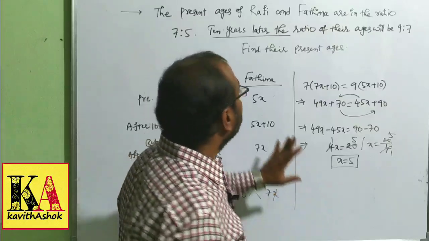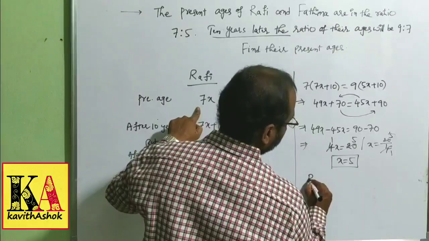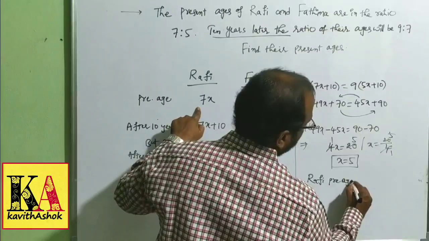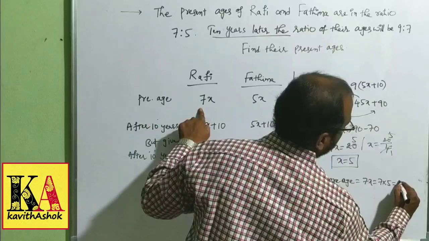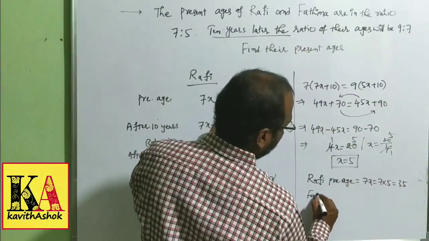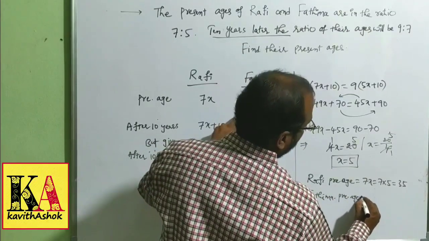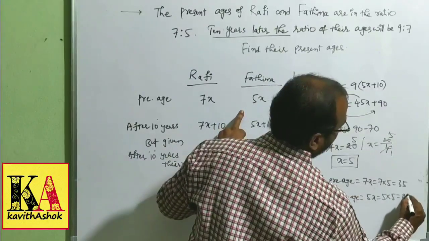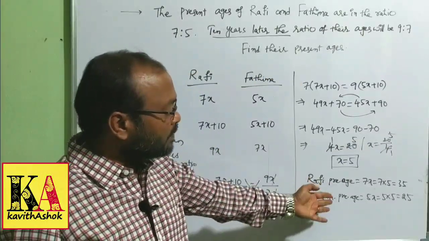But we don't want x. We want their present ages. So first, Rafi's present age. Rafi's present age is 7x. So 7 into 5, 35 years. Next, Fatima's present age is 5x. So 5 into 5, 25. So we got the present ages of Rafi and Fatima as 35 and 25.